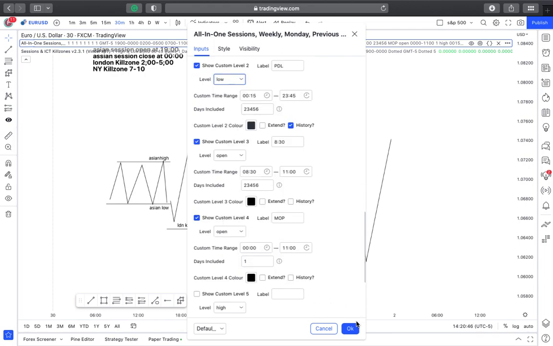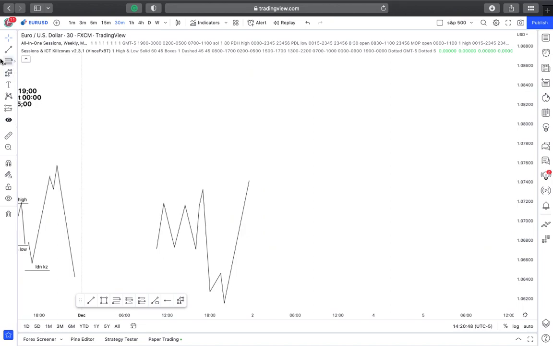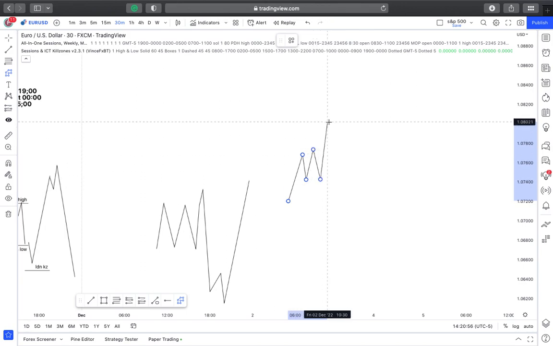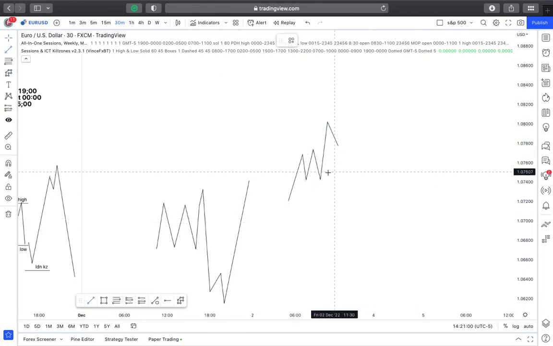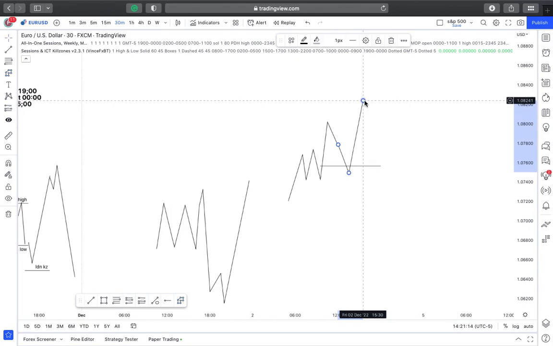Okay, so let's say you have the London kill zone, and the 8:30 price open was somewhere over here. In order for the price to move towards the upside, it's going to go below the 8:30 open, and then it's going to go towards the upside.